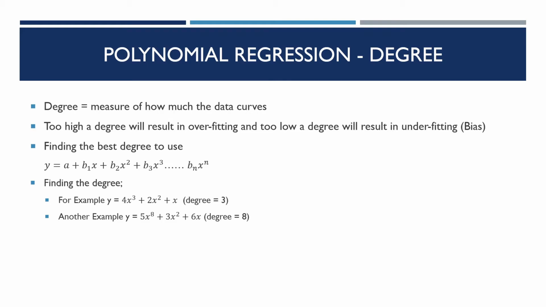Another example is y equals 5x to the power of 8 plus 3x squared plus 6x. And in this case, the degree would be 8. So it's just the highest power of x in this case, or the sum of the powers together if you've got x and y, if you've got multiple powers going on.